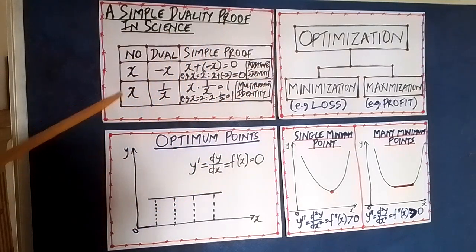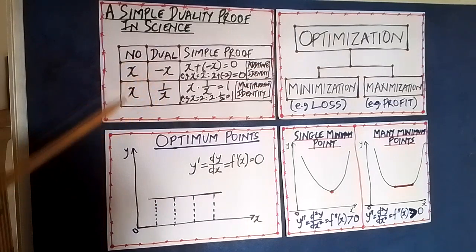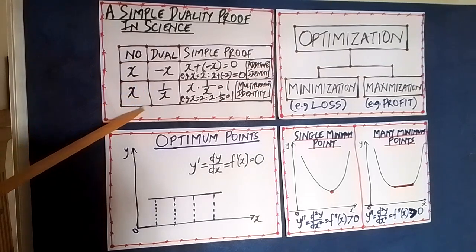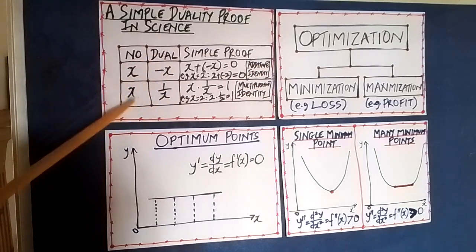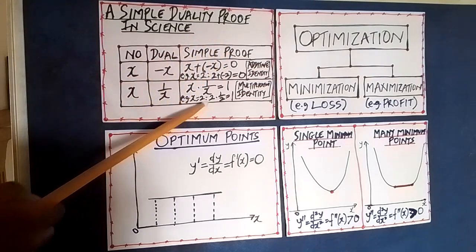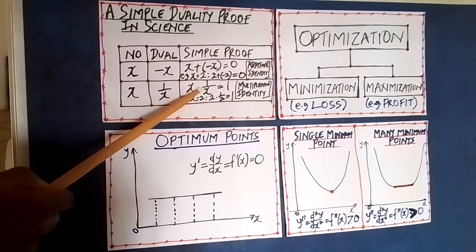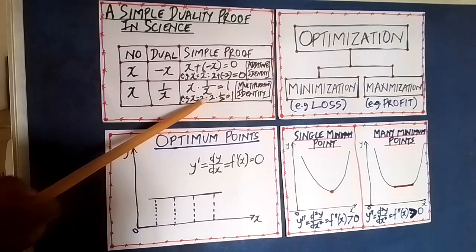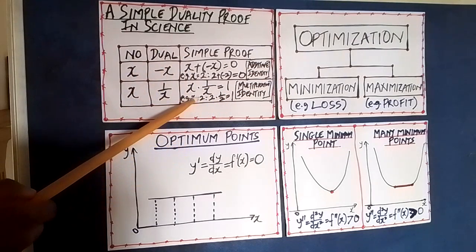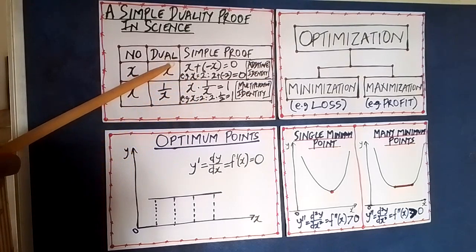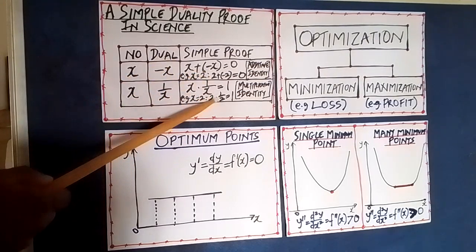Now let's move to the second simple proof. This one concerns the multiplicative property, the identity of numbers. We are saying that the dual of x with respect to multiplication can be considered to be 1 over x. And the simple proof of that is that when you multiply x by 1 over x, you are going to have 1, irrespective of the value of x you are considering. If I pick x is 2, just as we did with the additive property, you are going to have 2 times 1 over 2.